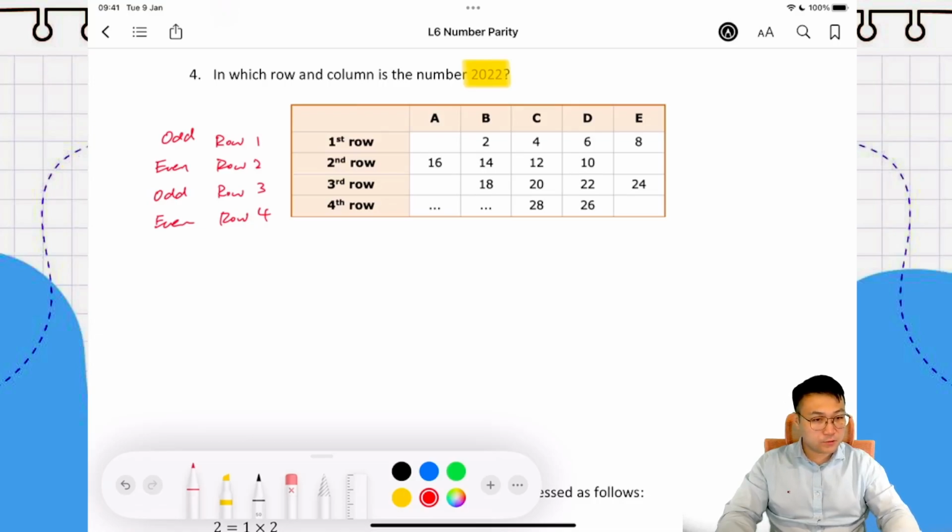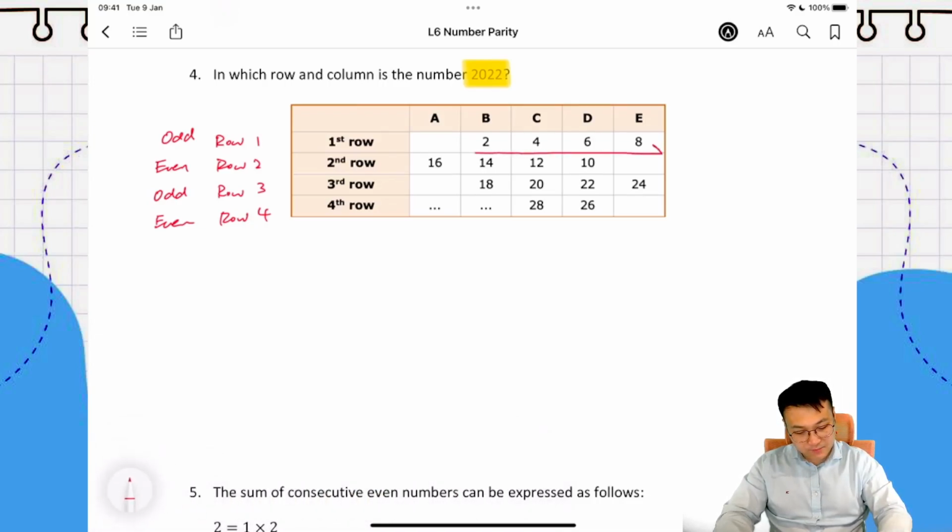Odd rows, yes, from left to right. They're getting bigger in this direction. And for even numbered rows? Right to left.